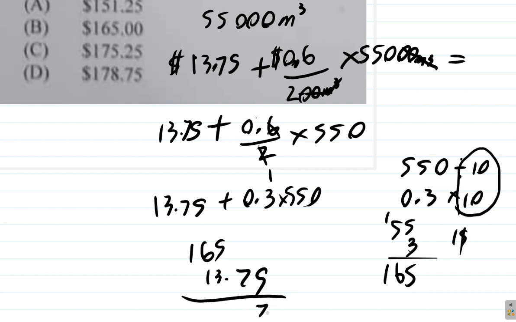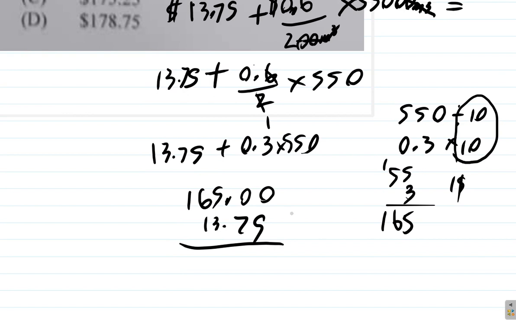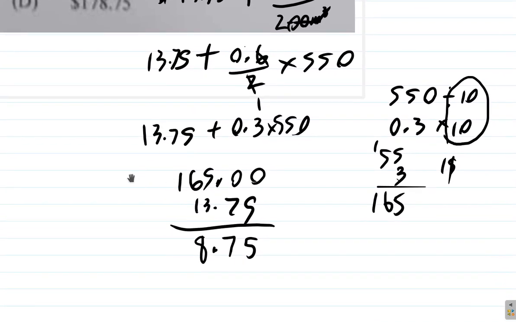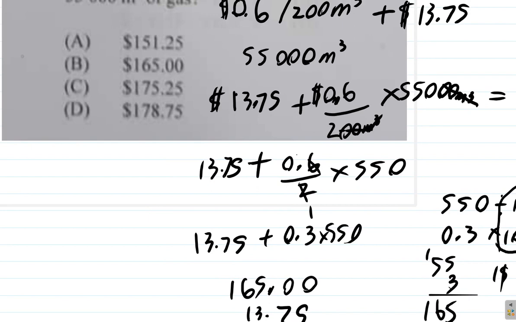You have 165.00 plus 13.75. 5 plus 0 is 5. 7 plus 0 is 7. 5 and 3, 8. You could get the answer from early, you know. It ends with a 75. So you could see that it would be D. But let's finish the question, working it out. 6 and 1, 7. 1 and 0, 1. So 178.75. So that would be D.